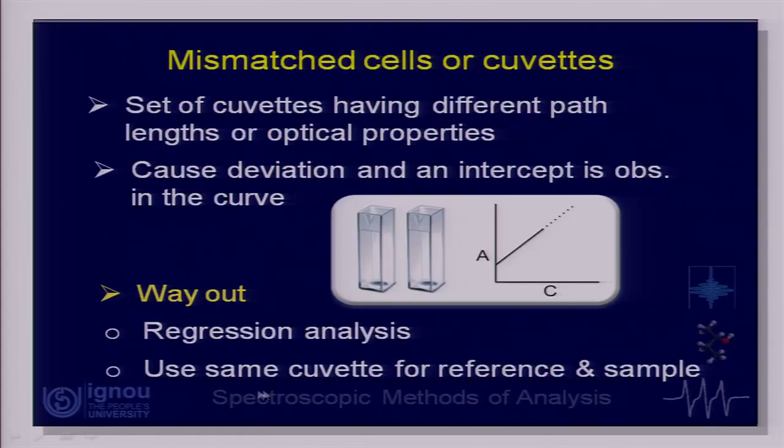This problem can be taken care of in two possible ways. One is to make a number of measurements and do some kind of regression analysis to eliminate the error because of the mismatching. Or, the more commonly used way out is that we use the same cuvette for the reference as well as the sample. That means we use only one cuvette first for the reference material, then for the sample, and then subtract the reference from the sample. We will talk more about it in the next session when we talk about the instrumentation part.